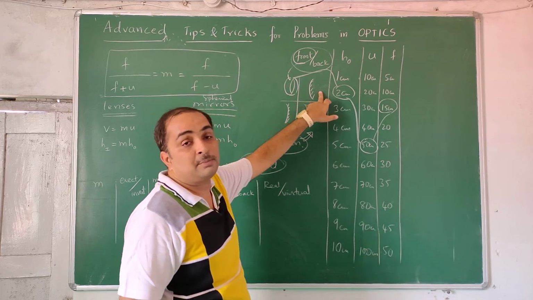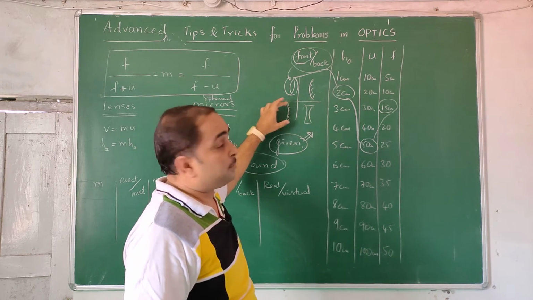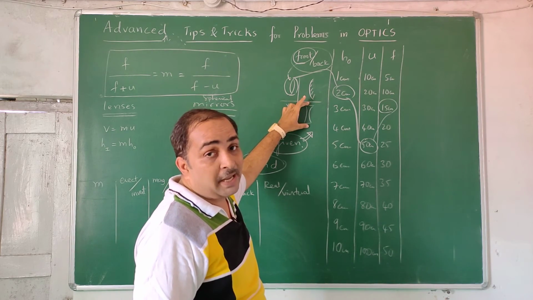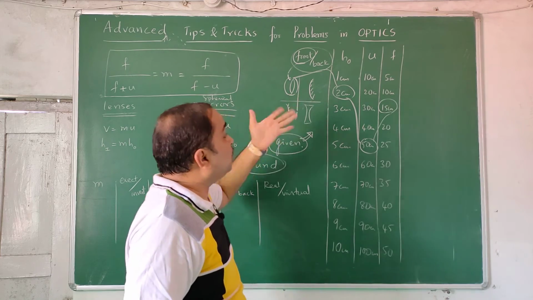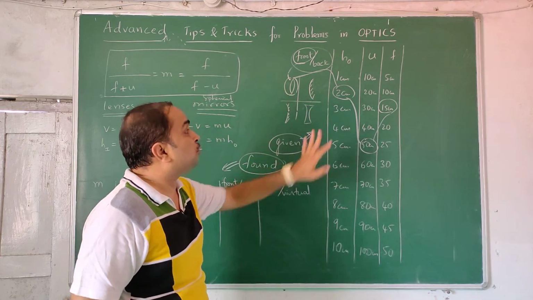Similarly, you can create on a convex mirror. Similarly, you can create on a concave mirror. Similarly, you can create on a concave lens. Now comes how to solve it. What is given is these things.